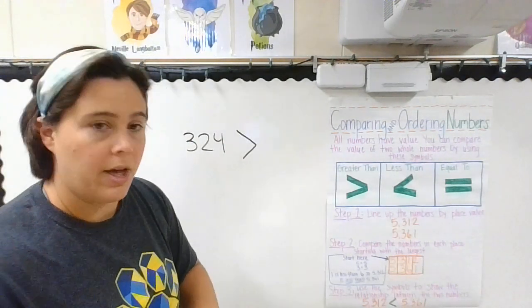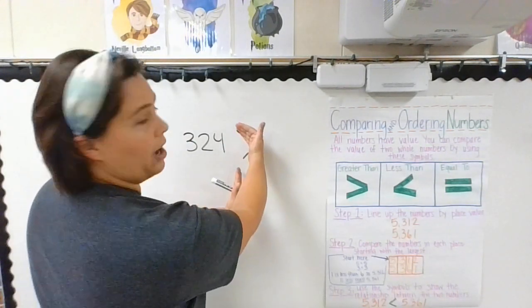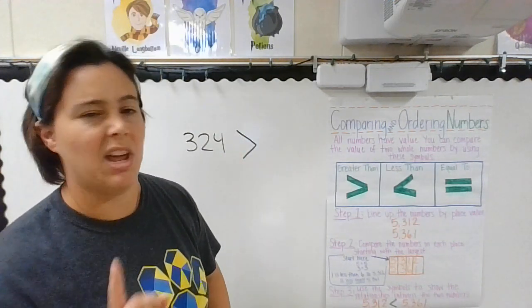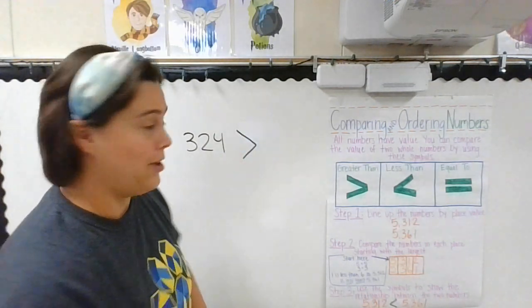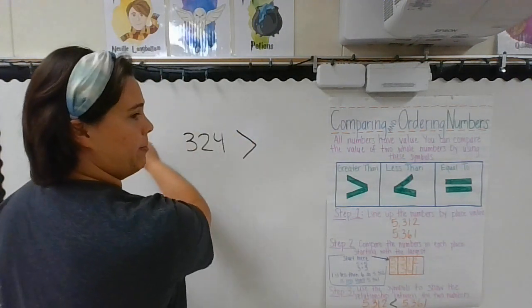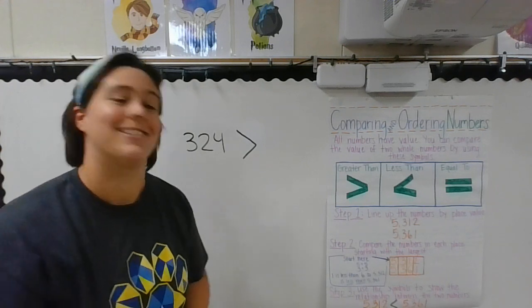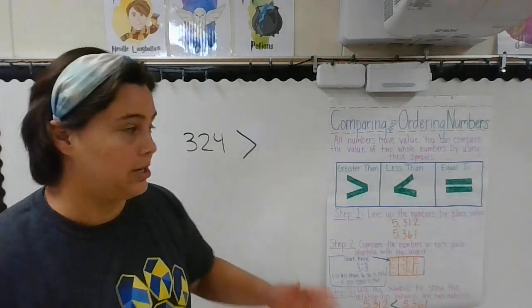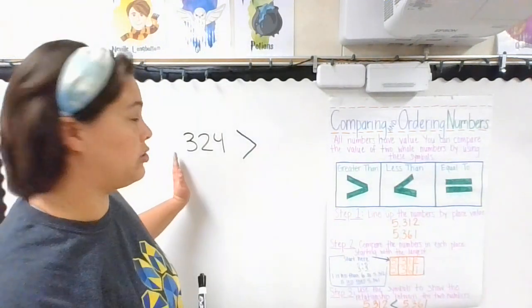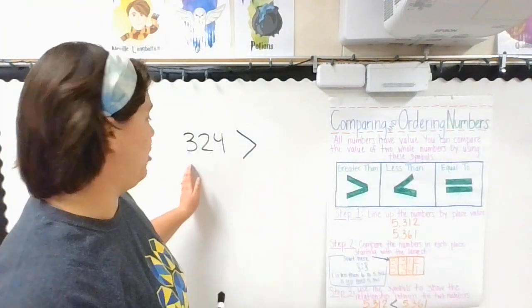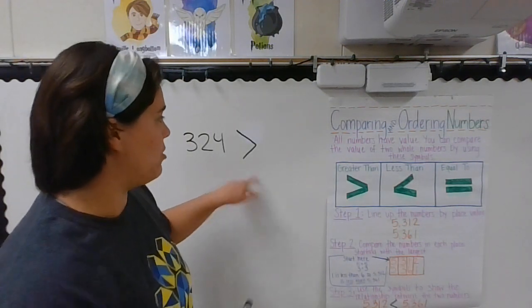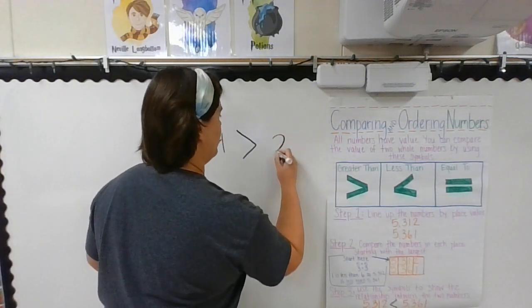Think of it this way. Think of the mouth of a crocodile always wants to eat more. They never want to eat less. So, you have your crocodile and it's eating the big number. Nom, nom, nom. Delicious. So, it's really important that when you are reading and writing a number sentence, you always go from left to right. So, I would say 324 is greater than 24.